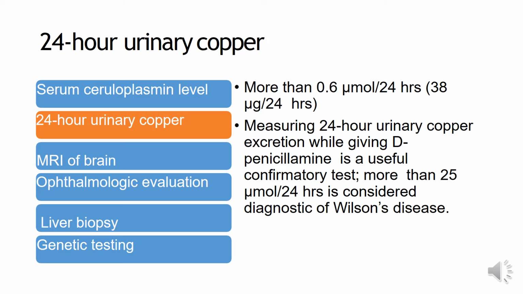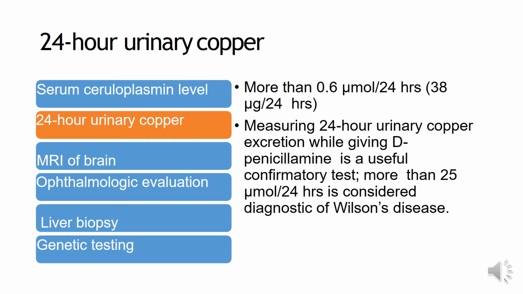This test is performed using a large glass bottle or any method of collection where for 24 hours the patient is asked to collect the urine inside a bottle and the amount of copper excreted is measured, and more than 0.6 micromoles per 24 hours, that is 38 micrograms per 24 hours, is significant, right?